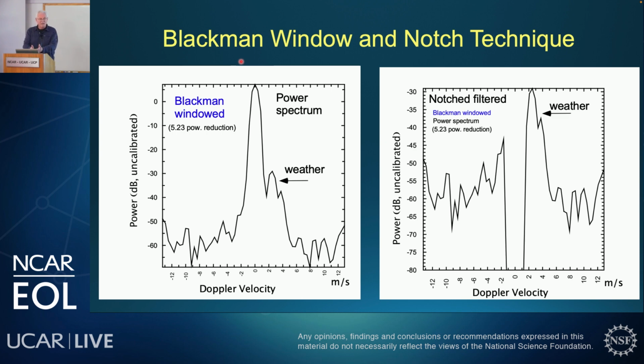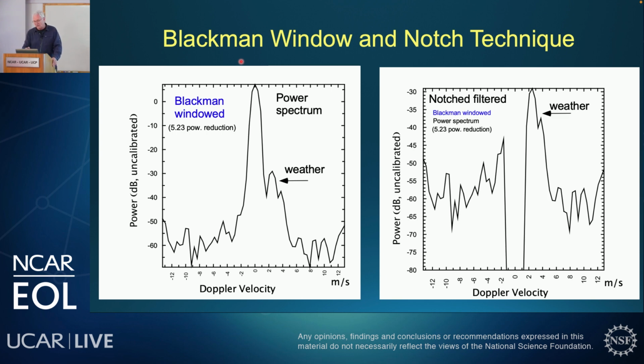You can see the main clutter signal. You can see the little weather signal sticking up there. And notice that the noise floor is way down. That's because all that noise that was out along the skirts, because of the Blackman window function, has been pushed back in around 0 velocity. And so then it's easy to filter, right?